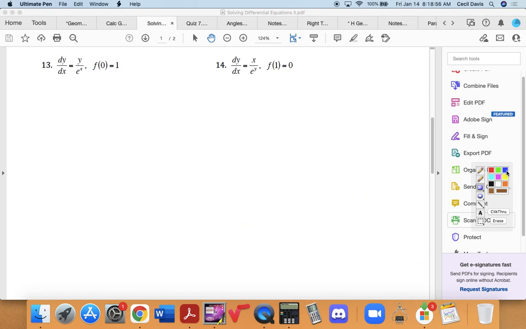This one looks a little more straightforward than some of the other ones, but we shall see. So we're going to have, after you separate and put an integral sign, 1 over y dy is equal to the integral of e to the negative x dx. Oh, is it that same problem you had earlier with the e to the negative y? Yeah. This is going to be the natural log of the absolute value of y. And this is going to be negative e to the negative x plus c.